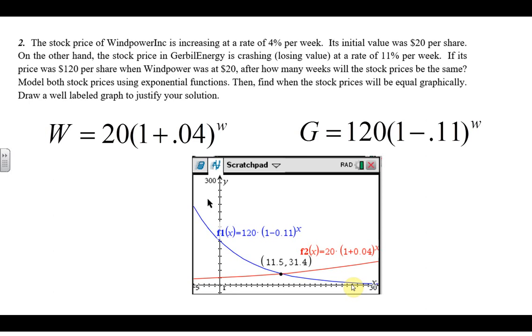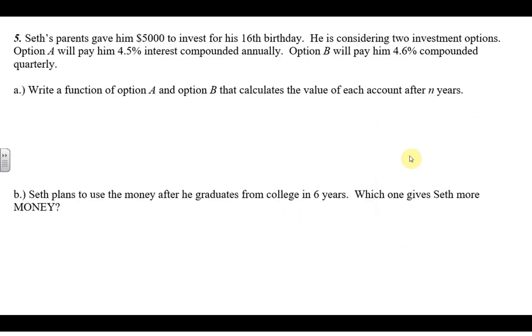Knowing that W represents weeks, and in this case our W is our X, it's our variable, this thing that's changing. So when we get a solution of 11.5 comma 31.4, what does that mean? At 11.5 weeks, they will be equivalent at $31.40 per share. And remember, in the calculator, you can't use W. You have to use X.